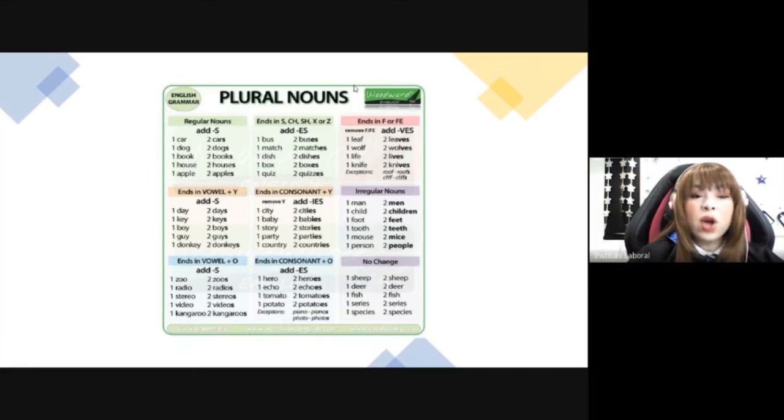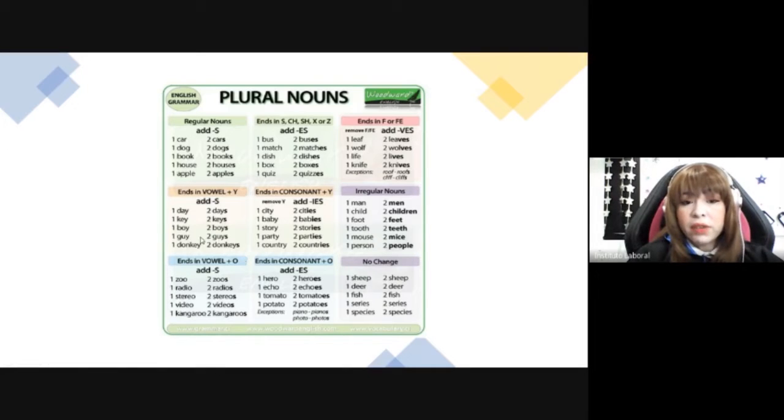Here we have another rule. What happens when the noun ends in Y? Yes, the semi-vowel Y. So what do you have to do? Add just the S. For example, in the word day, vowel, Y. Ends in a vowel plus Y, then just add the S. You say one day, 2 days. One key, 2 keys. One boy, 2 boys. One guy, 2 guys. One donkey, 2 donkeys.